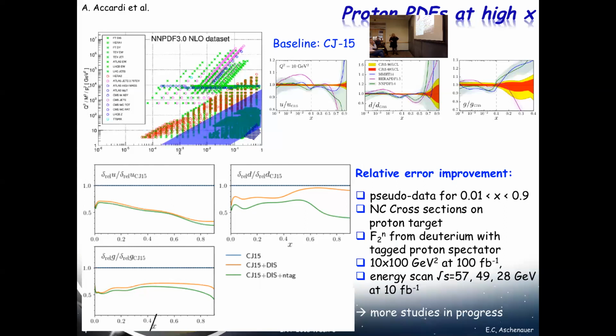So they have done work. They also have started to do an energy scan where they then have 10 inverse femtobarn to see whether, because of course you have some different x, Q square and y if you vary your energy, but that is their result right now. And you see that you already have quite some significant reduction.